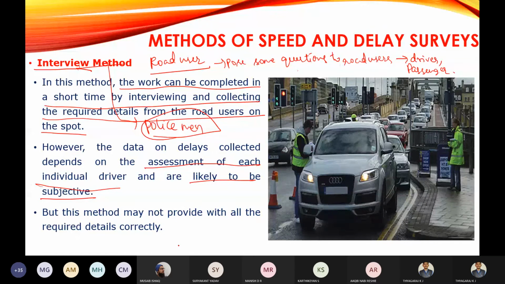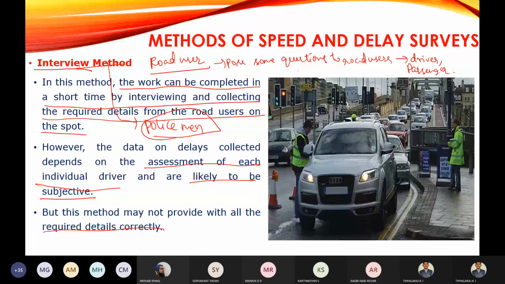Then, this method may not provide all the required data correctly. Some drivers will not give proper data. They will be lying when giving the data. So it is not correct. This is not the correct way of getting the speed and delay survey.